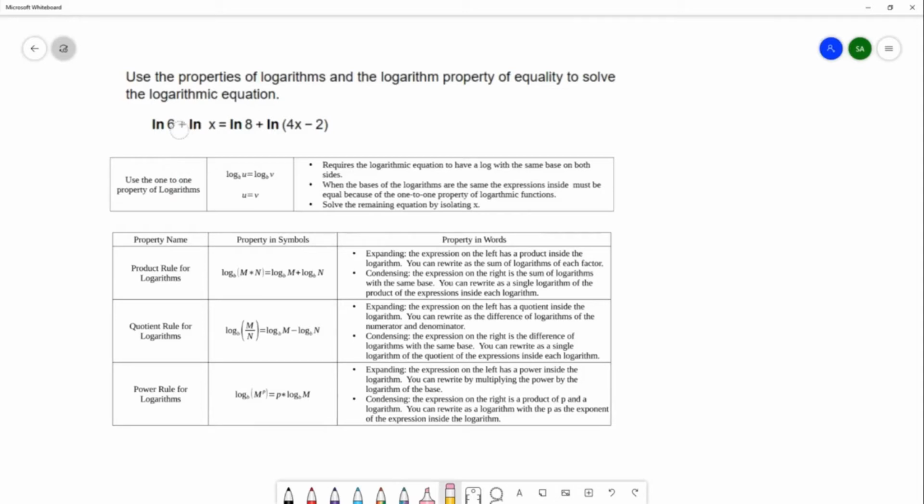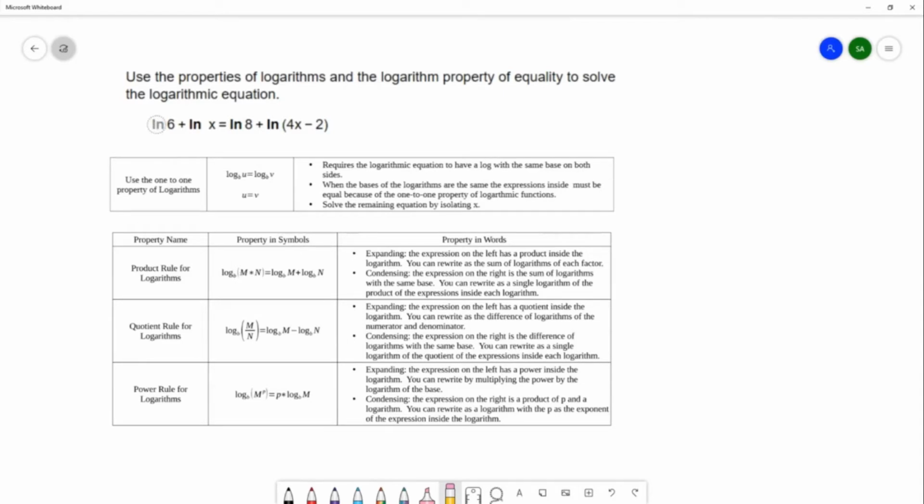And so on the left, I can see I am adding two logs together. I'm going to be using this property of the product rule in order to condense. So when you have the sum of logs, you're going to condense with the product rule. I have the sum of logs on the left and the sum of the logs on the right. So I'll be using that product rule on both sides. But just double check before you do that to make sure that your logs have the same base, because you're not able to condense to a single logarithm unless you have the same base.